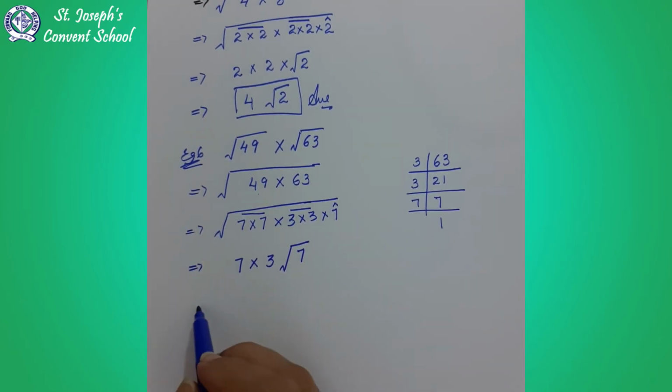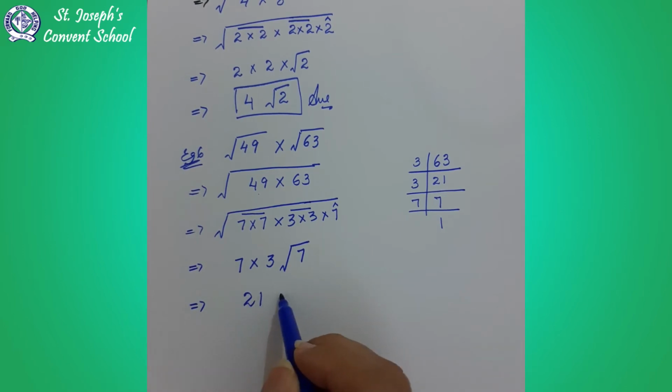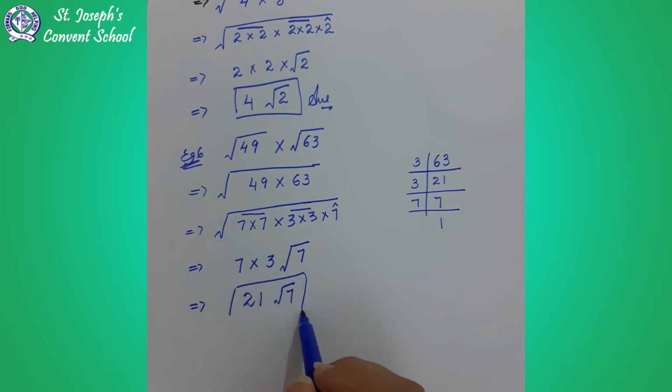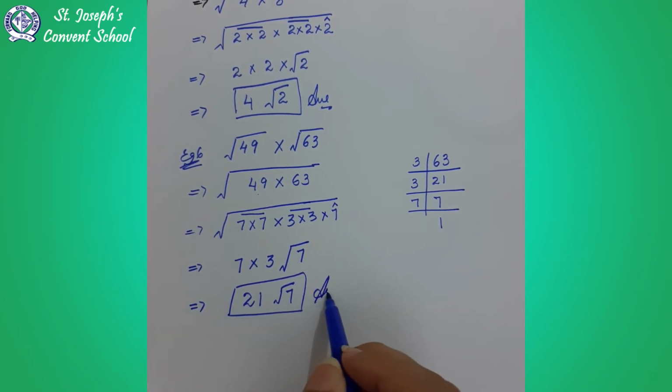So 7 into 3 is 21 under root 7. Okay, this is the answer. It is not difficult if you know how to find the factors. You can easily solve. Find factors, make pairs, write pair outside the root once. Okay. Another type now.